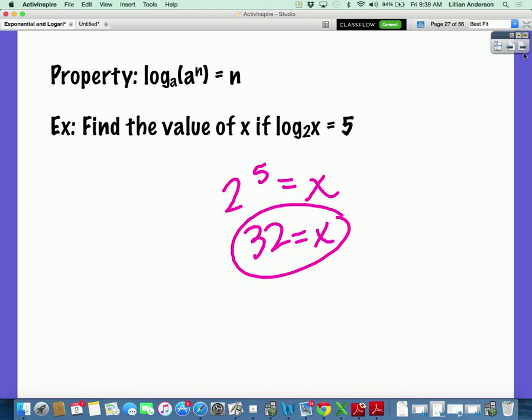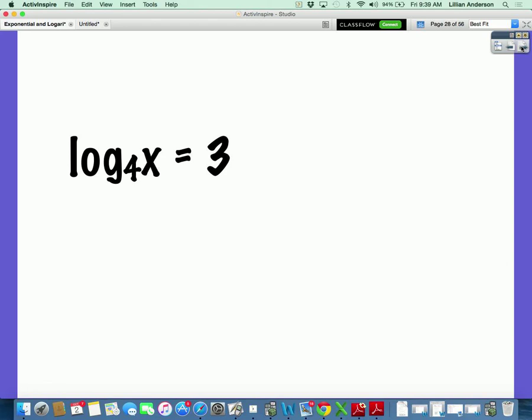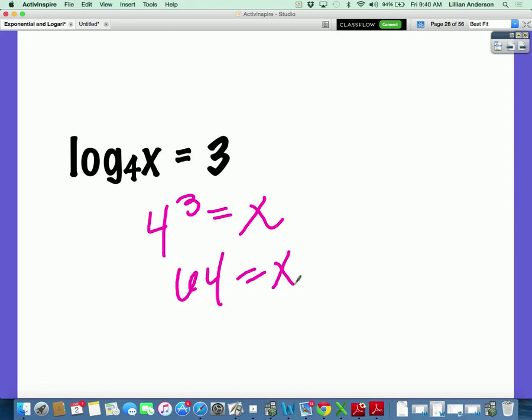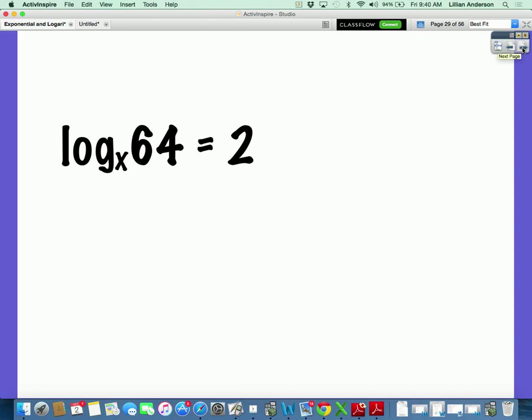All right, here's the first one. Good job, raise your boards. Yes, 4 to the 3rd equals x in exponential form, and you have 64 equals x. Here's the next one. So we write it in exponential form. You have x squared equals 64.